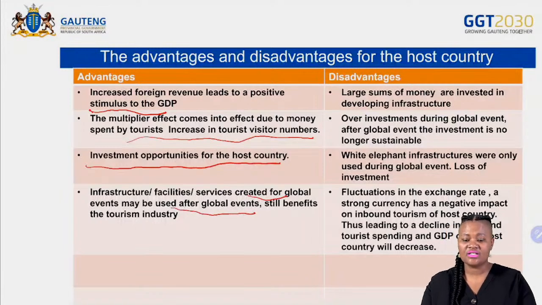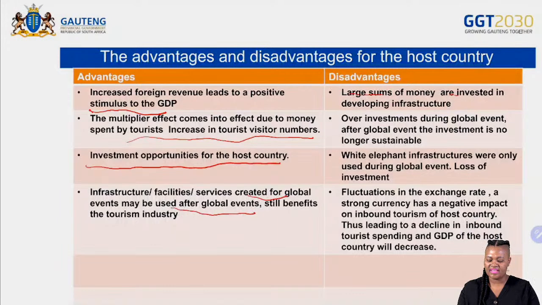And then the disadvantages: large sums of money are invested in developing infrastructure. There's also over investment during global events. After global events, the investment is no longer sustainable, meaning that you might have spent a lot of money in preparation for a global event, then after the global event, it's no longer sustainable. The money or the time that you have invested towards the global event is no longer sustainable. And then the white elephant infrastructures were only used during global events. This results in loss of investment.